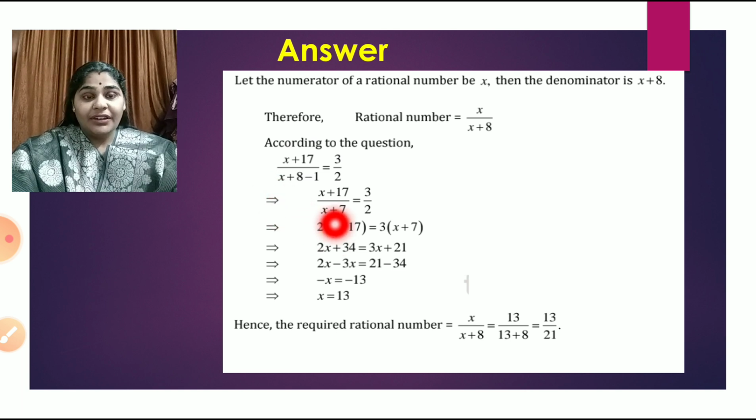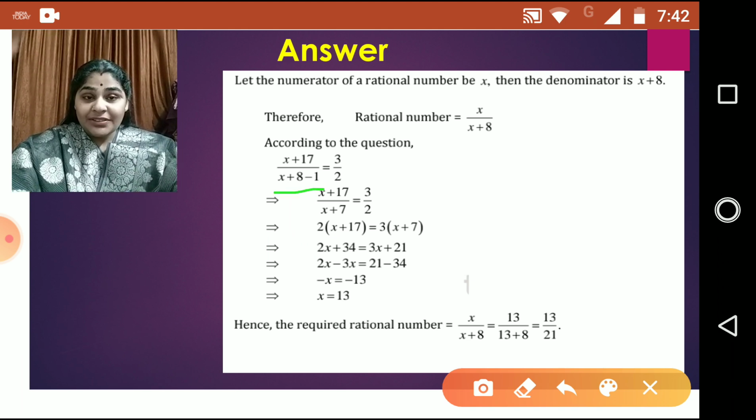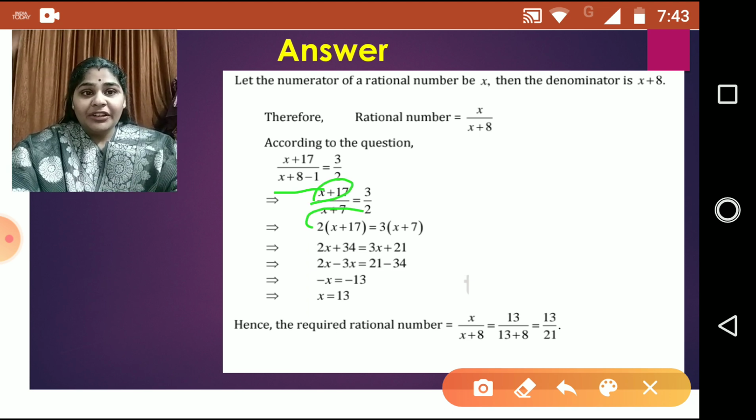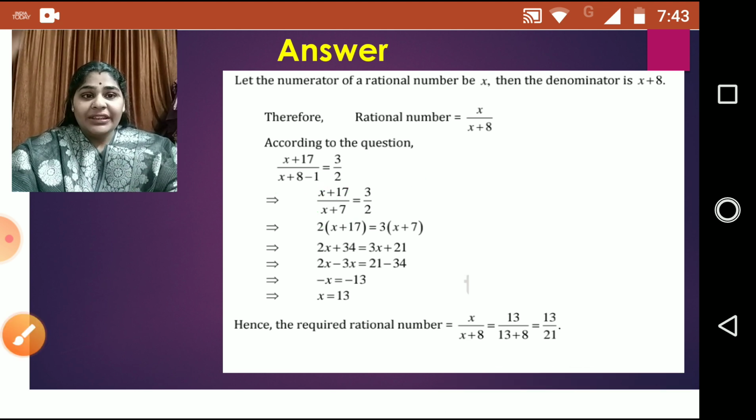Now let's begin with the solution. Here you can first of all simplify. 8 minus 1, we know it is 7. So x plus 17 in the numerator, and in the denominator we'll get x plus 7 is equal to 3 upon 2. Now we transpose the denominators, right?